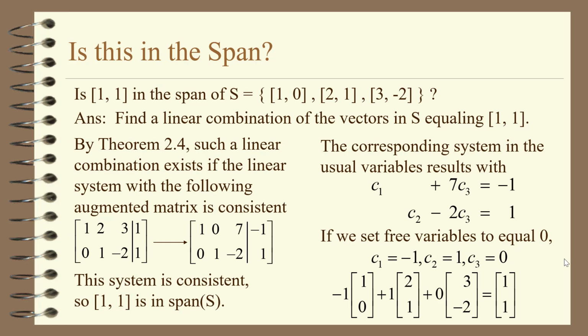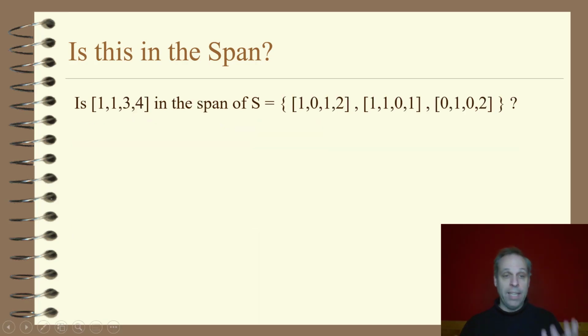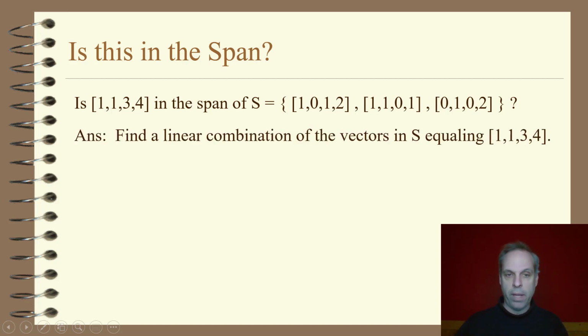Easy, right? So I want to know, once again, is this vector in the span of these three vectors? Notice I've gone up a dimension. That doesn't actually matter. It doesn't hurt anything. The process is exactly the same. To find out if that vector is in the span, I just want to know, is there a linear combination of these vectors in S that equals 1, 1, 3, 4?